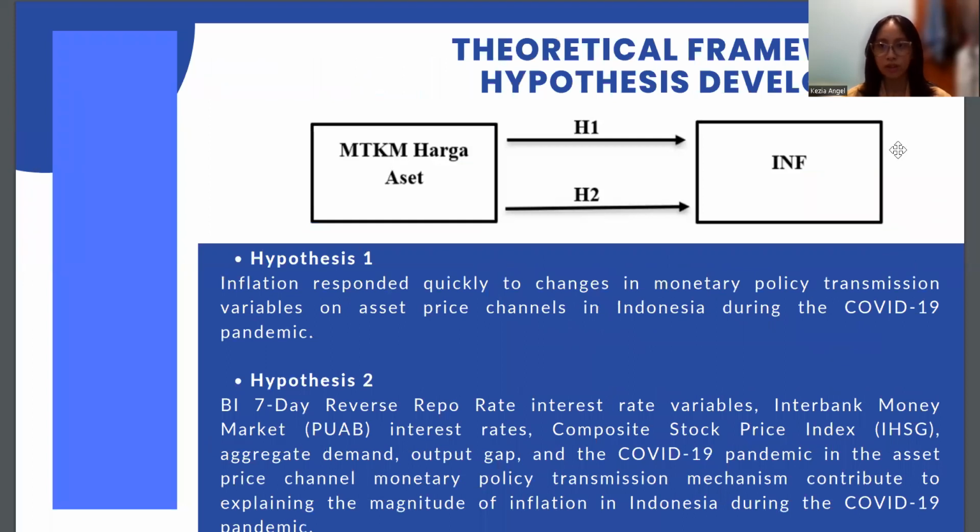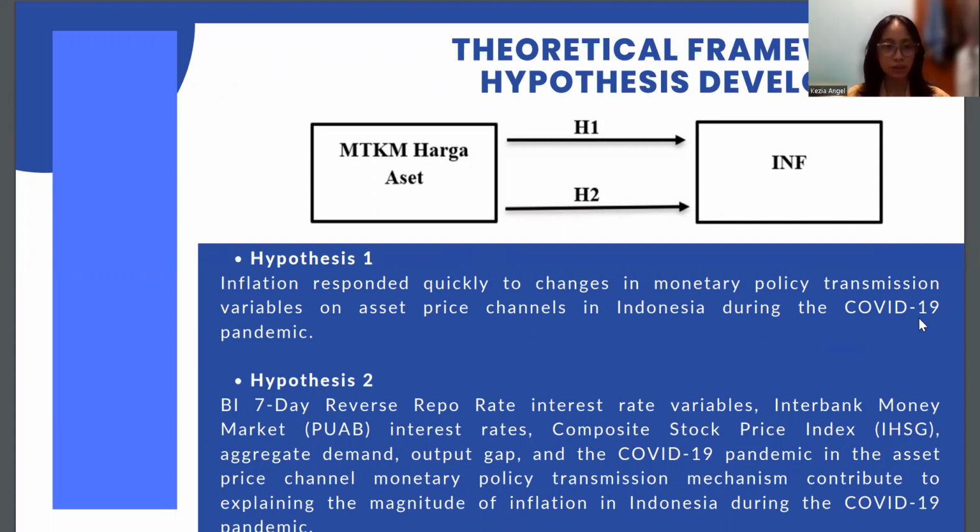So the next one is theoretical framework and hypothesis development. So this is the theoretical framework with two hypotheses. The first hypothesis is inflation responded quickly to changes in monetary policy transmission variables on asset price channels in Indonesia during the COVID-19 pandemic.